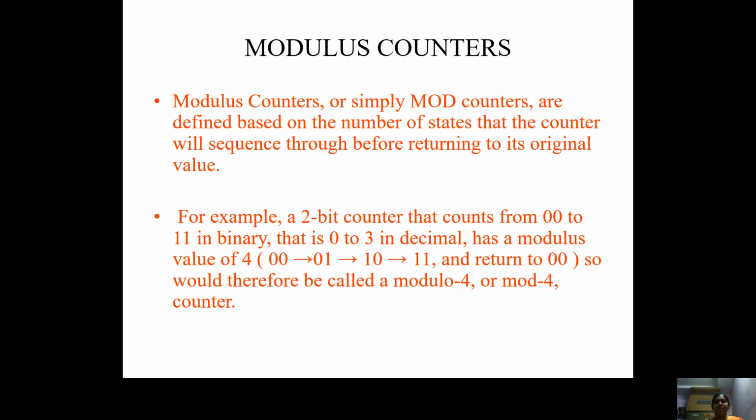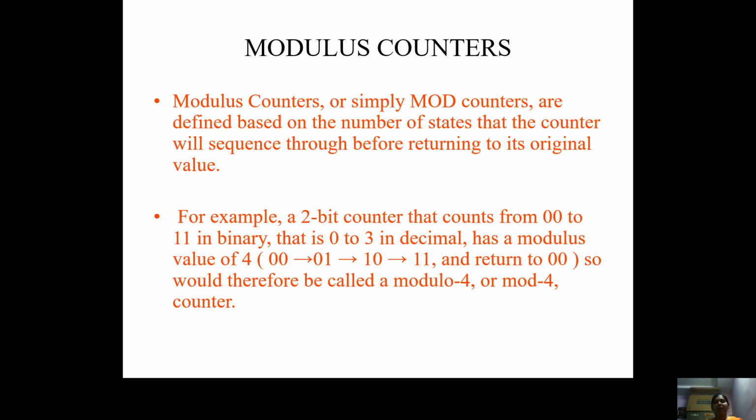Mod counters are defined based on the number of states that the counter will sequence through before returning to its original value. For example, if we design a mod 4 counter, it will count up to 4 values and immediately come back to the 0 state, which is nothing but the initial state. If we design a mod 5 counter, it is capable of counting 5 values, and on the occurrence of the clock pulse, it will reach its reset state, which is the 0 state.